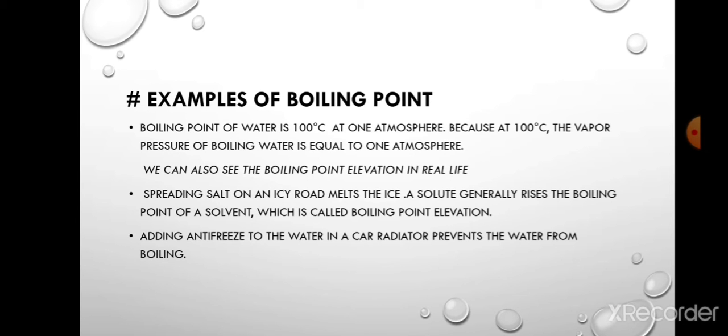Examples of boiling point. The boiling point of water is 100 degrees Celsius at 1 atmosphere because at 100 degrees Celsius the vapor pressure of boiling water is equal to 1 atmosphere. We can also see boiling point elevation in real life. First, spreading salt on an icy road melts the ice. A solute generally raises the boiling point of a solvent, which is called boiling point elevation. Second, adding antifreeze to the water in a car radiator prevents the water from boiling.